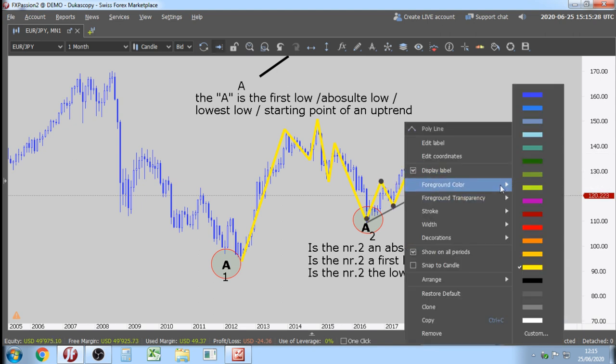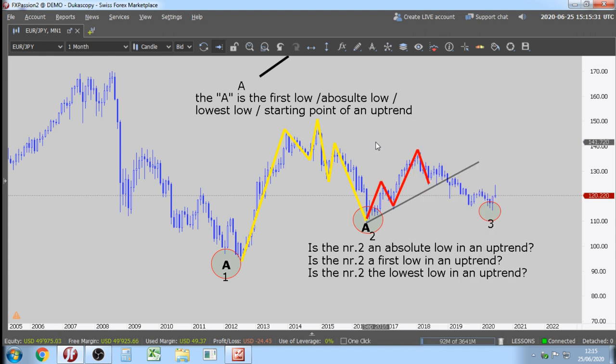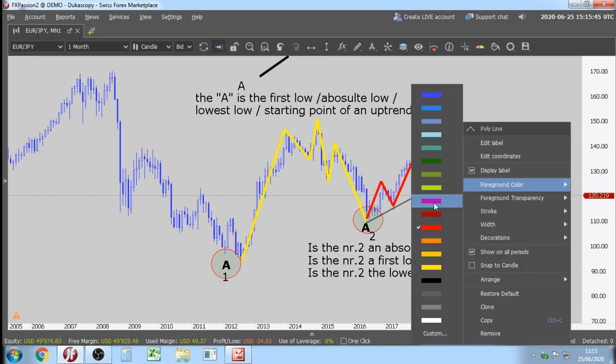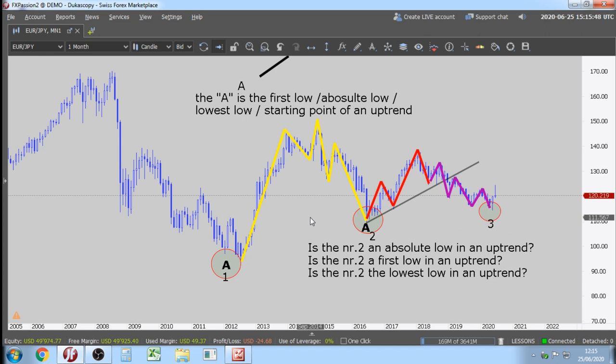High to low. Oh, now I see. Oh, now I understand. Don't mix the stories, everybody. Is the number 2 a first low in an uptrend? Number 2 could be the lowest low in a new story, an uptrend, yes sir. Krishna says yes, first low in an uptrend, yes.